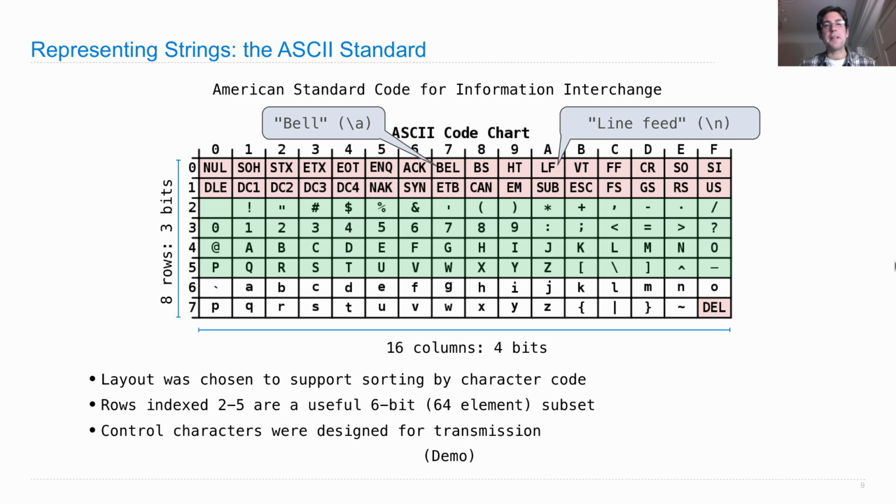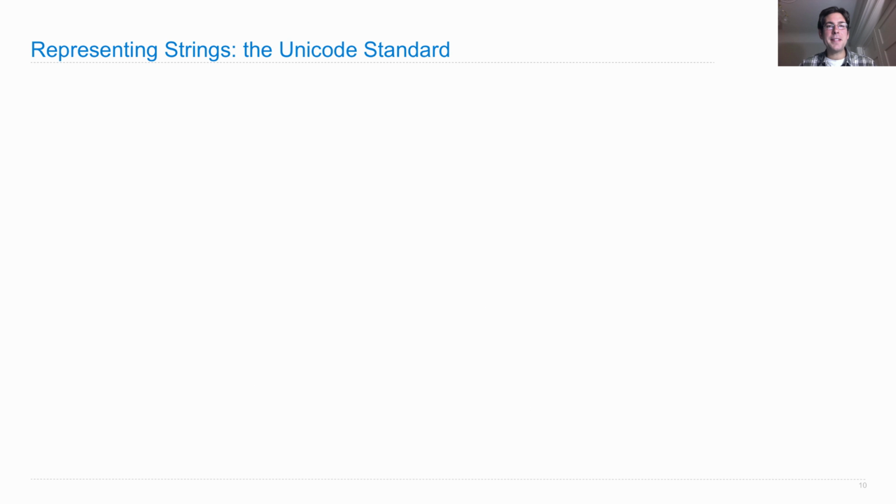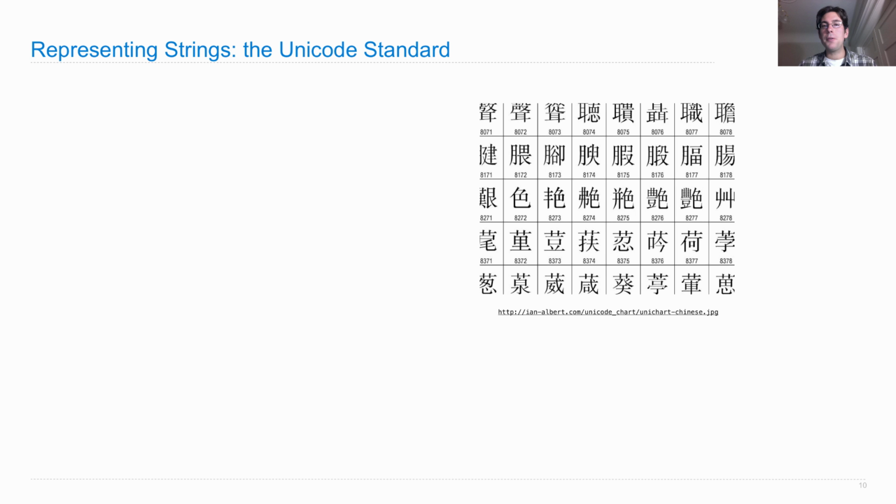So the ASCII standard was useful for encoding English, but the problem was that it didn't encode other languages. And so it was extended with what's called the Unicode standard. Now ASCII is a subset of Unicode, but Unicode also gives a number to lots of different characters other than just the letters in the English alphabet and a few types of punctuation.